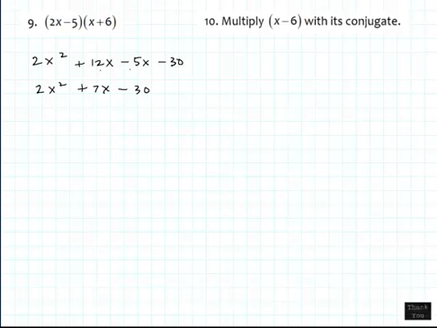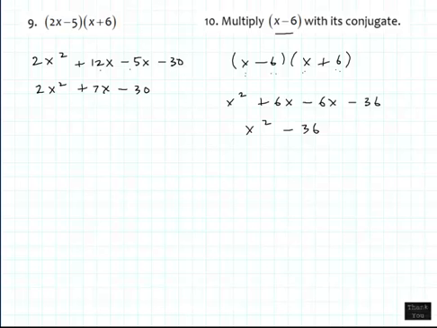Last one here. I want to multiply x minus 6 with its conjugate. The conjugate of x minus 6 is x plus 6. Same terms, we just alternate, change the sign there in the middle. And then it's the same as the last problem. First times the first, the x times the x. First times the second, x times the 6. Second times the first, and then second times the second. Remember, when you multiply conjugates, the middle term always cancels.